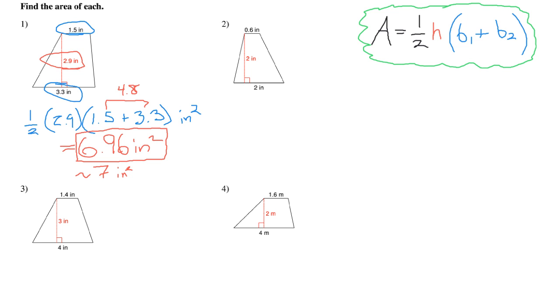Let's go to number 2 next. I know I change up my numbering style each time, but this time we're actually going to go according to the numbers. So number 2. We see base 1 and base 2 at the top and the bottom. We also see the height is 2 inches.